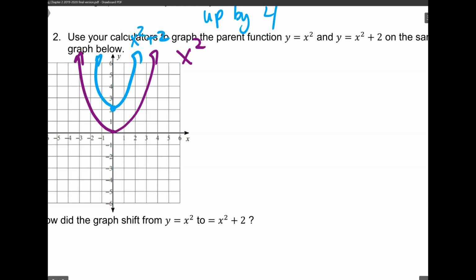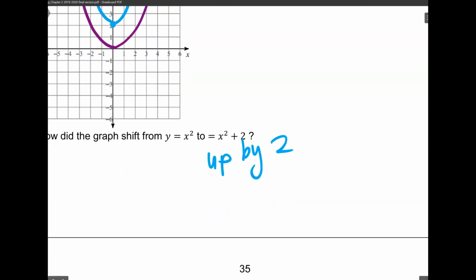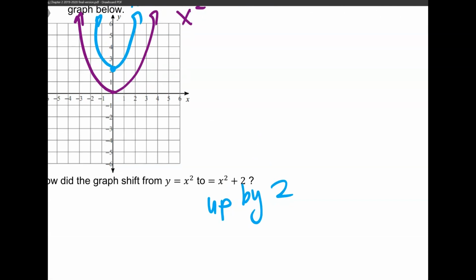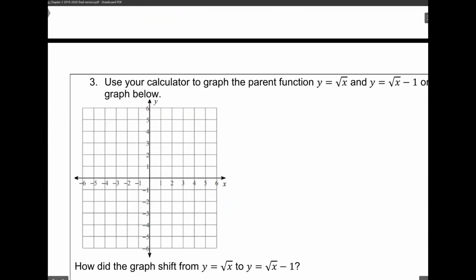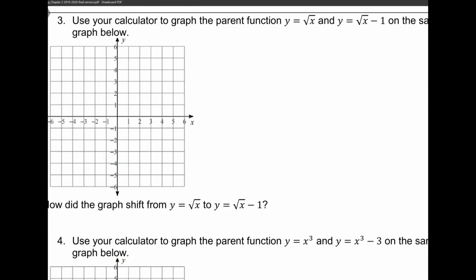So how does the graph shift from x squared to x squared plus 2? It moves up. Up by 2. The number on the far right tells us how many units it goes up or down. It doesn't actually stretch or compress it. It literally takes the whole thing and moves it up or down. It doesn't change the thing at all. That's all it does. So we already see what's going to happen, but let's try number 3, because I want you to be comfortable with this.